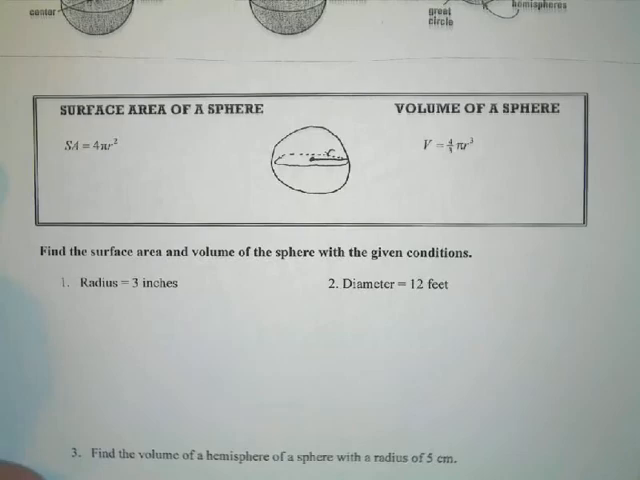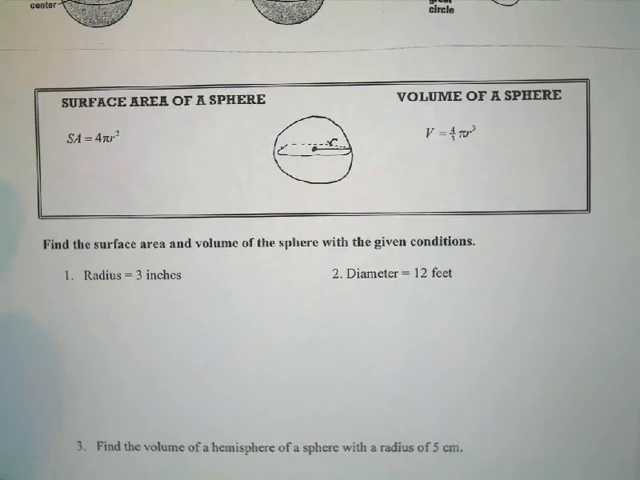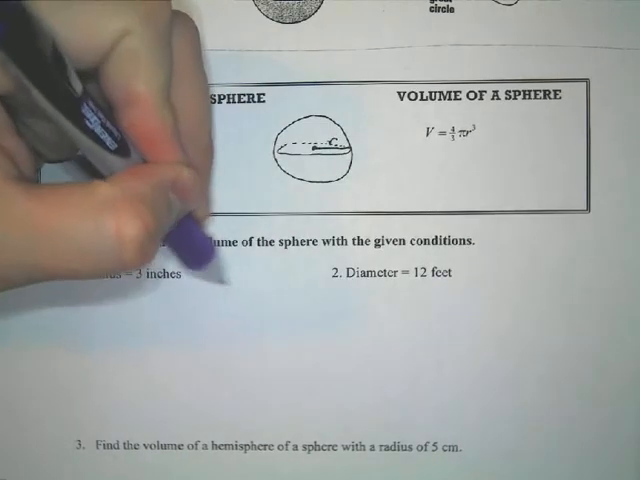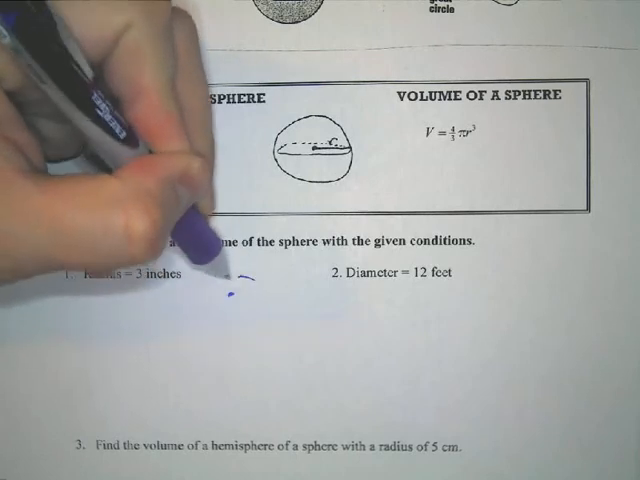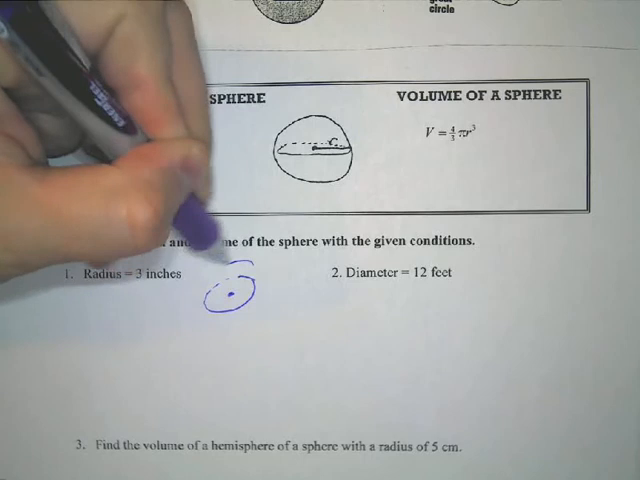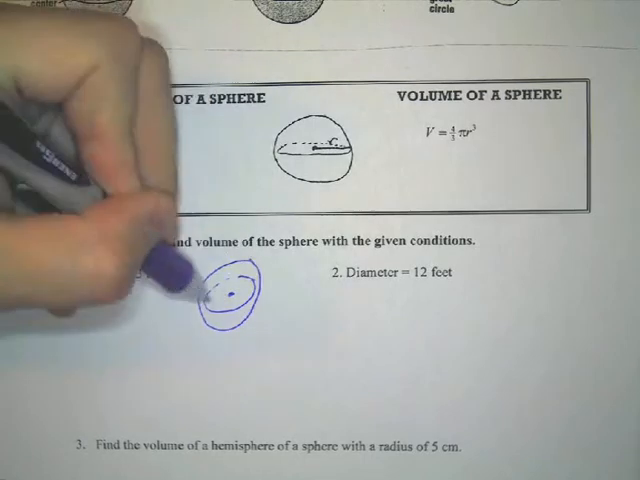Find the surface area and volume of the sphere with the given conditions. So I'm going to try to draw this sphere. For some reason, I'm pretty good at drawing these. I don't know why. Something like that. I'll pretend it's there.